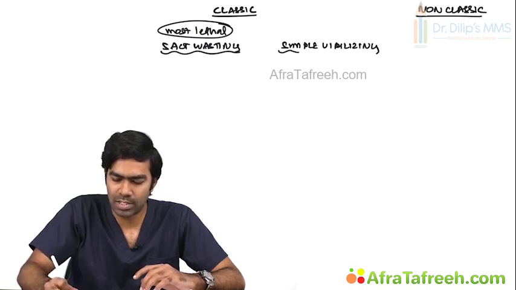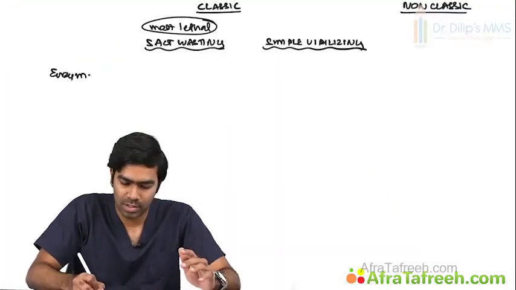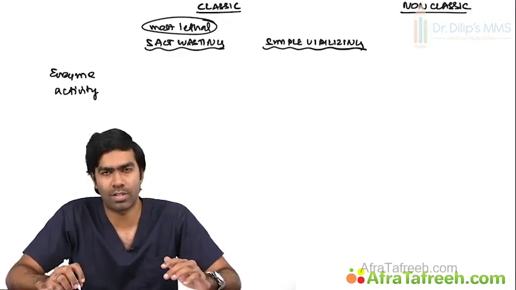This is simple virilizing. They only cause DSD or ambiguous genitalia, but they do not cause any salt wasting at all. So this is not lethal, to be honest, but they can die in times of stress. But anyways, this is not really that much lethal. So how are we going to differentiate between these types? First, let us see the enzyme activity.